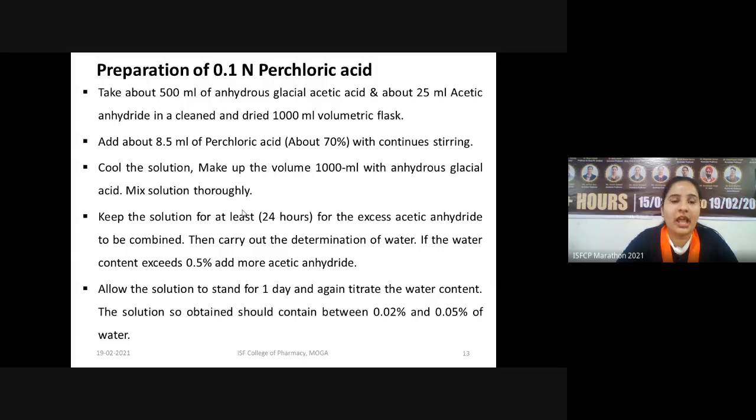Any water droplets, any moisture which is present in the volumetric flask will react with acetic anhydride to ultimately give us acetic acid. Second, we have prepared our solvent and we have completely made it water free. Now we will be adding perchloric acid in it. Now add about 8.5 ml of perchloric acid, about 70%, with continuous stirring.